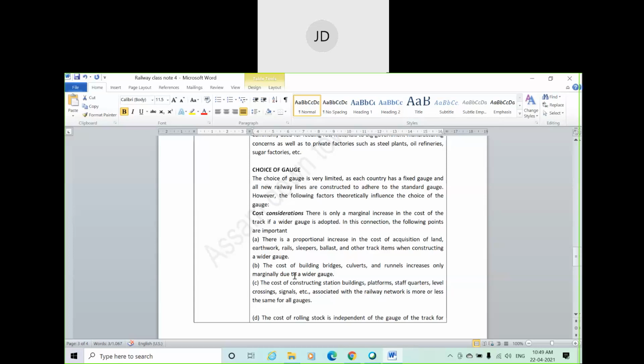Okay, but at what point is the cost mainly effective? Okay, we are going to discuss that now. So the following points are important.